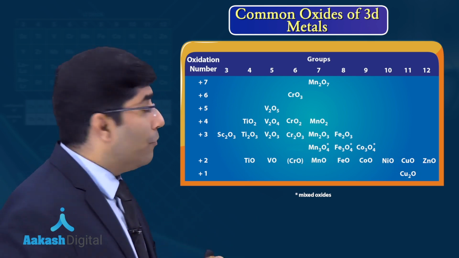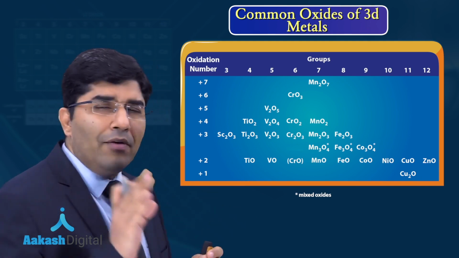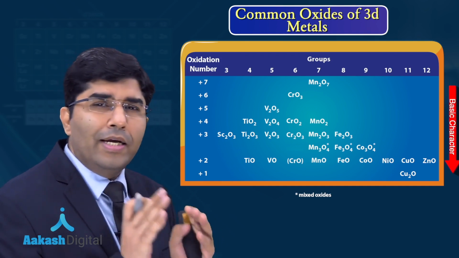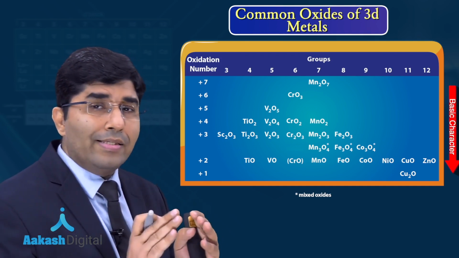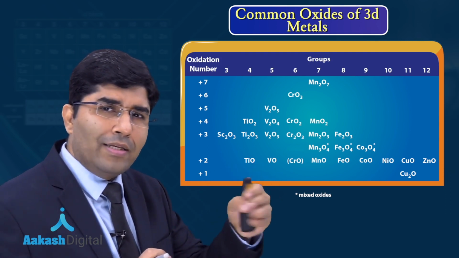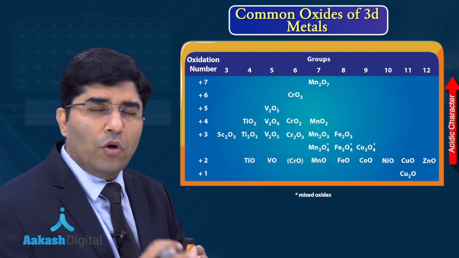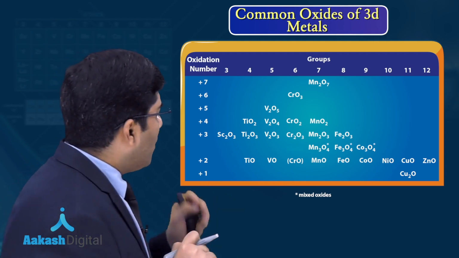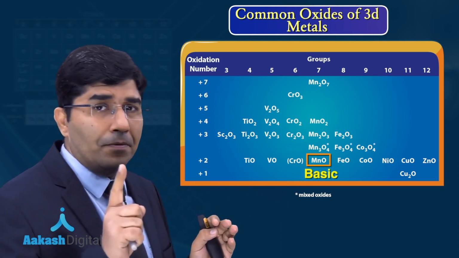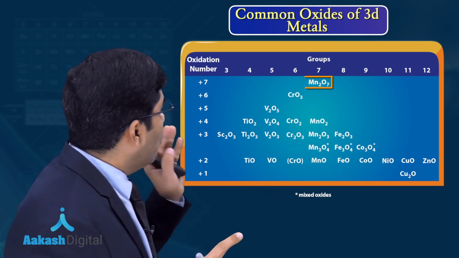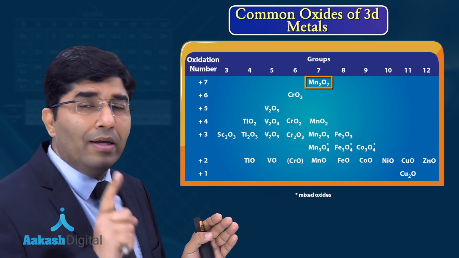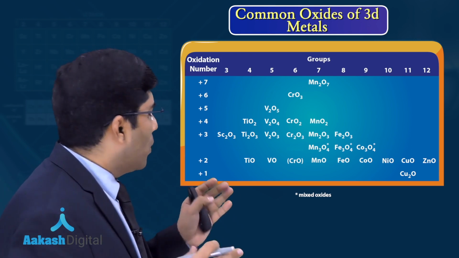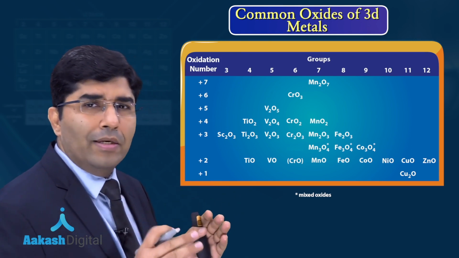One more thing I want to tell you, we are studying about the oxides. If the oxidation number of the metal in the oxide is less, it will be basic. As the oxidation state of the metal increases, the acidic character of that metal oxide increases. For example, MnO is basic, right? And Mn2O7 is acidic in nature, right? So this was all about oxides of d block elements.